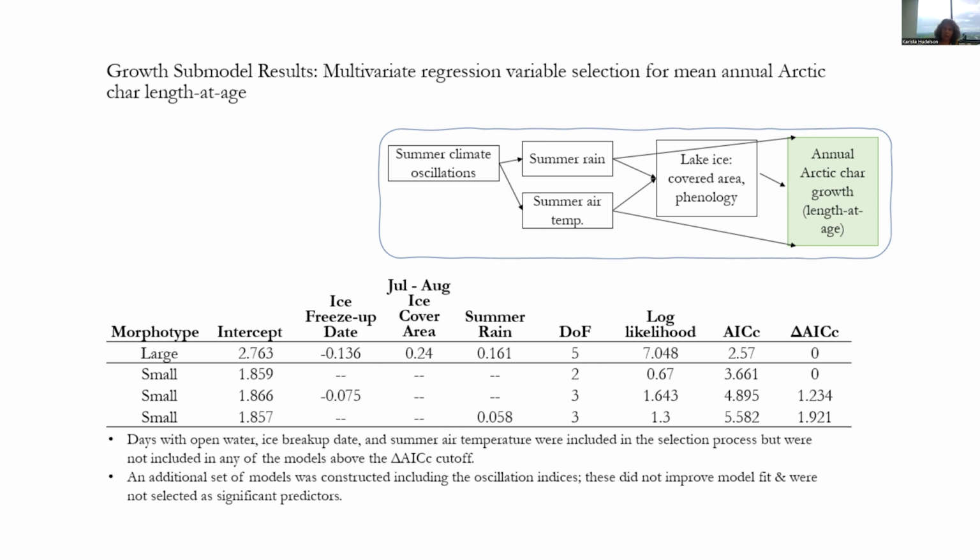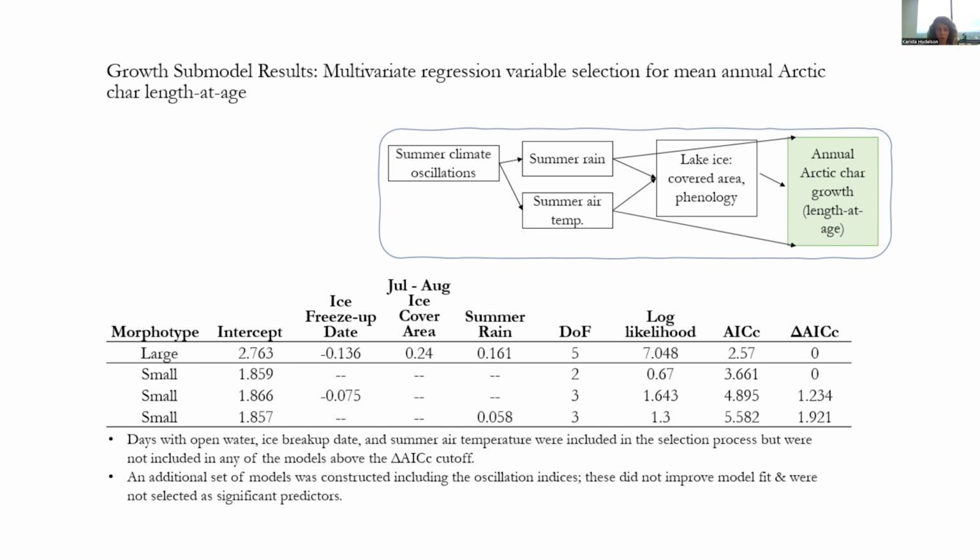Now we'll look at the results of these models. So I have the schematic here on this slide, and this is our growth model. In the table below the schematic, you can see that we ran this model for each of our morphotypes, the large and the small. And the statistics on the right side are our log likelihood and our information criteria, and the change in that criteria for the models. So we ran every possible model that did not have correlated covariates and selected the ones that were most predictive for each of our morphotypes.